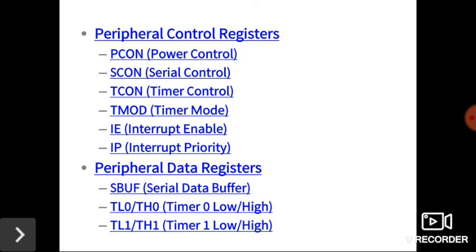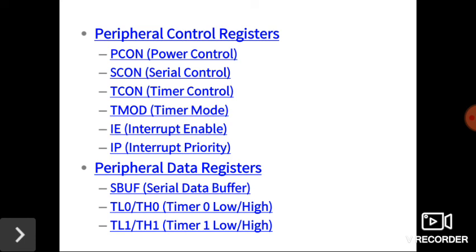Okay, next one is interrupt priority. The interrupt priority register is used to set the priority of the interrupt as high or low. If a bit is clear, the corresponding interrupt is assigned low priority, and if the bit is set, the interrupt is assigned high priority. Okay, these are all peripheral control registers.